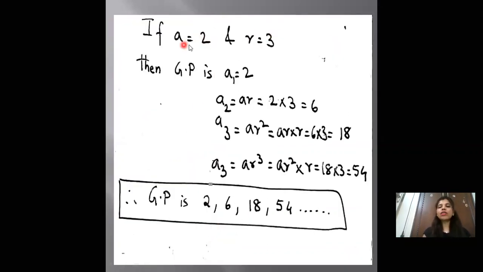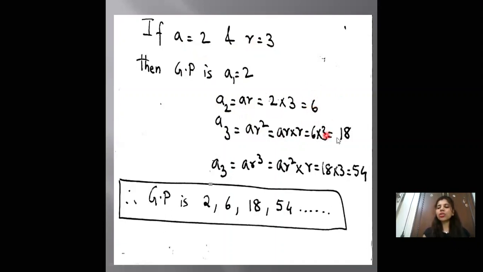Now once we have got the value of A and R, we will be able to find the GP. A1, that is the first term, is A, that is equal to 2. Second term is A into R using the formula AR raised to n minus 1. So 2 into 3 is 6. Now once we got the second term, third term is AR square. So what you can do is just take AR into R. So that's what you have to do. You have to multiply the previous number with R.